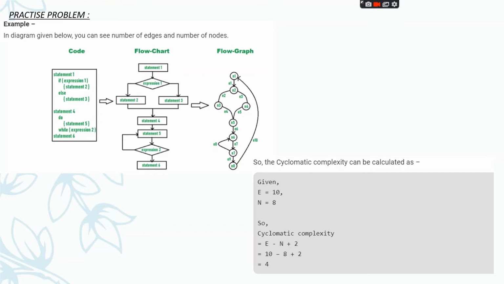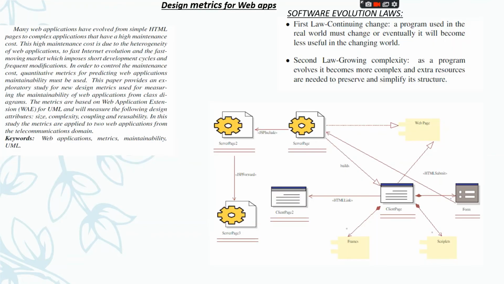So we have seen the cyclomatic complexity. Its equation is E minus N plus 2. So to find the cyclomatic complexity, the final answer would be 10 minus 8 plus 2, that is 4. It's as simple as that.